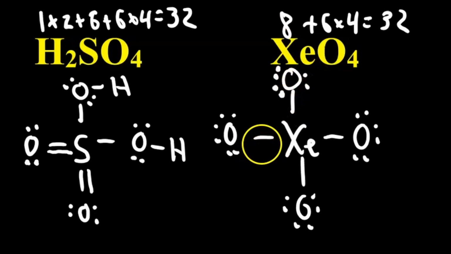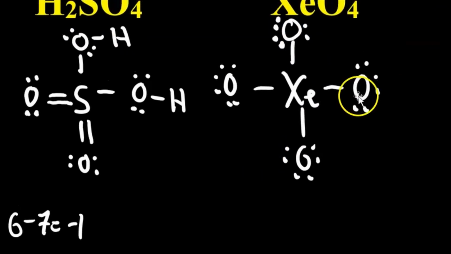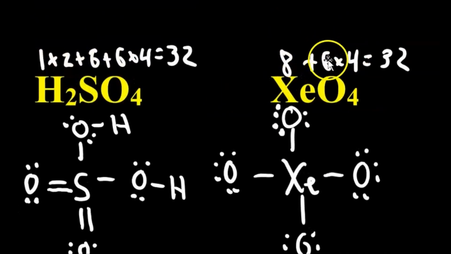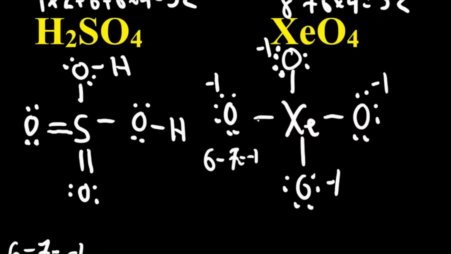Now we've got to calculate the charge, and the charge equals the expected minus the owned. We expect oxygen, based on the periodic table, to have 6. And how many does this oxygen own? It owns these 6 plus 1 from each bond, 7. So its charge is -1. That means all of these would have a charge of -1. And this is kind of where the theory breaks down.